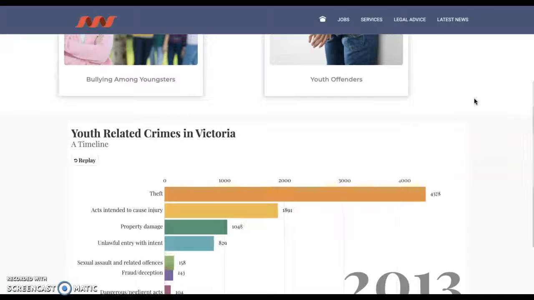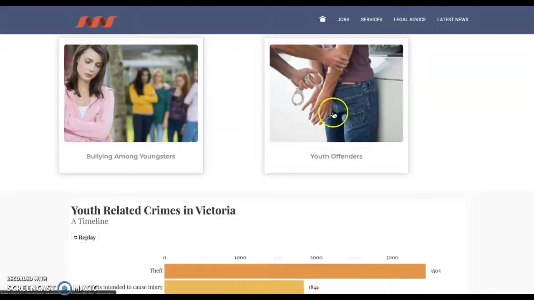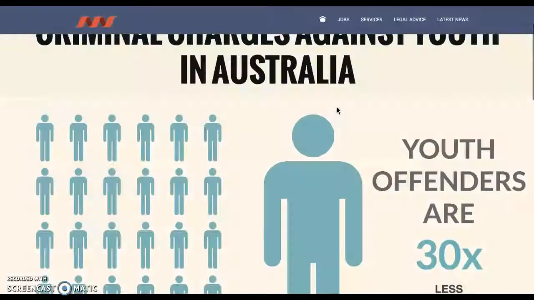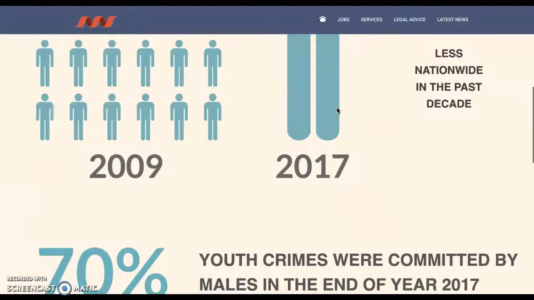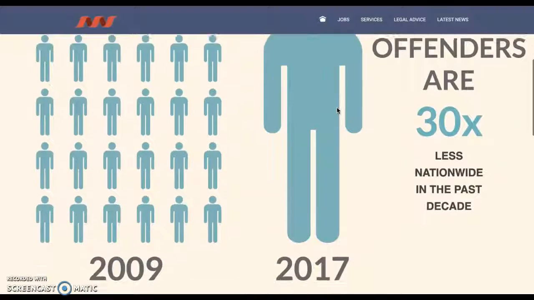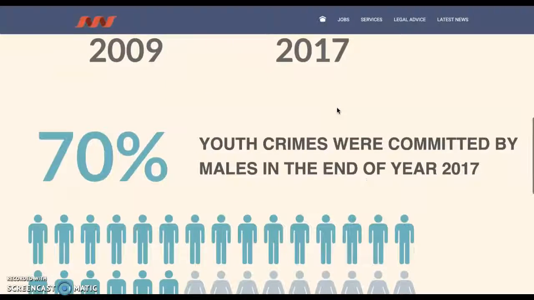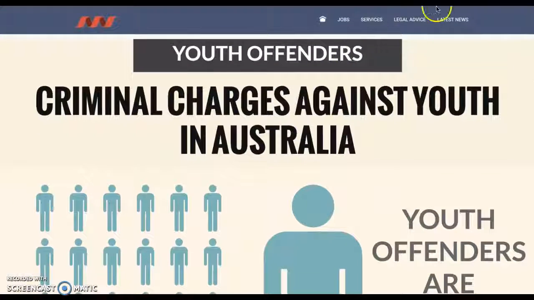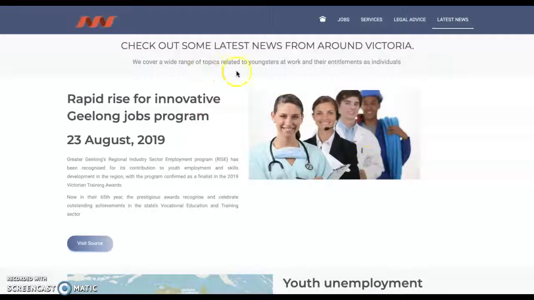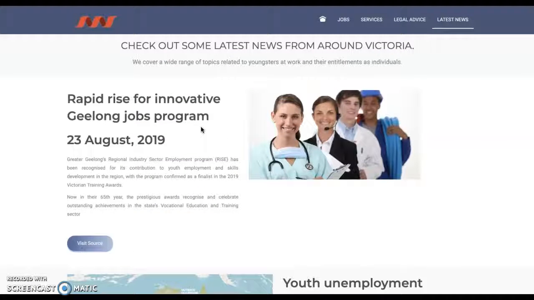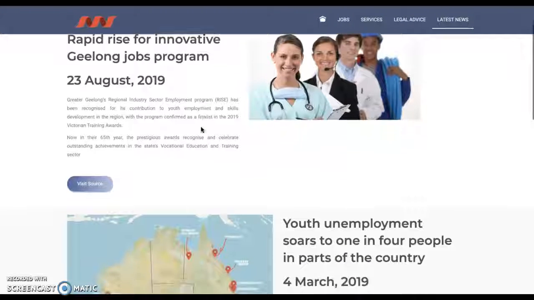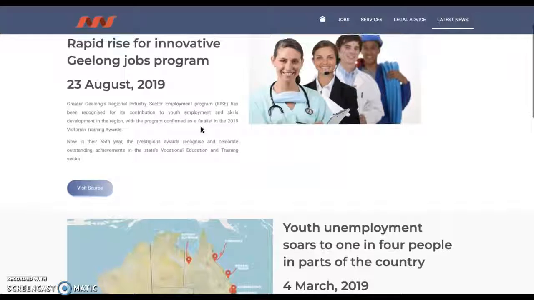An interactive plot here. Some latest news about some program.